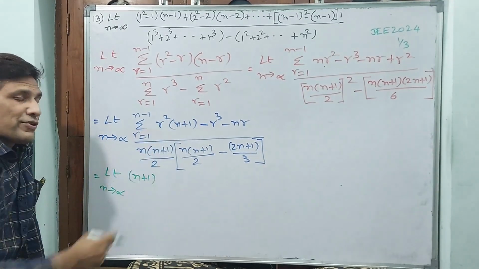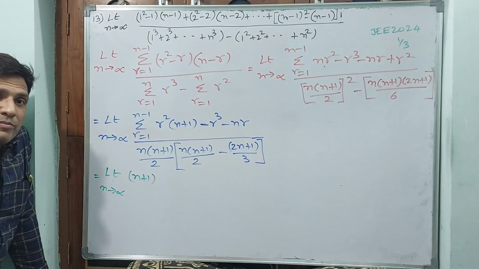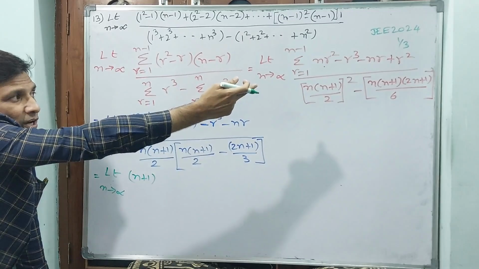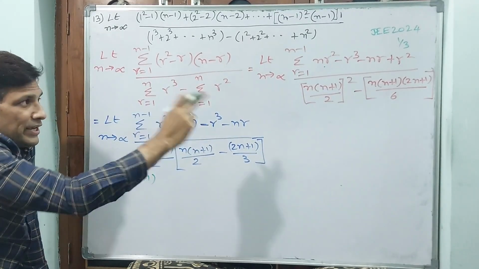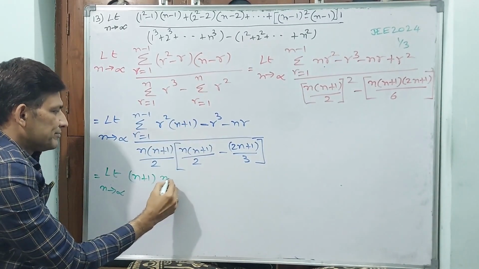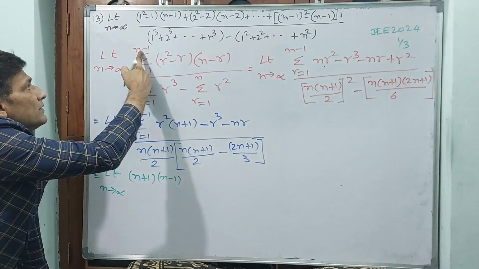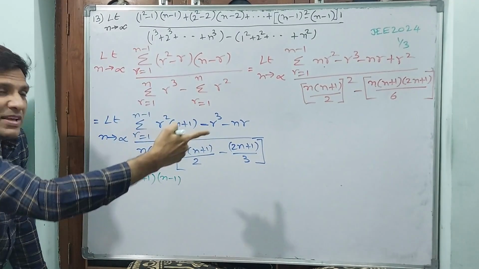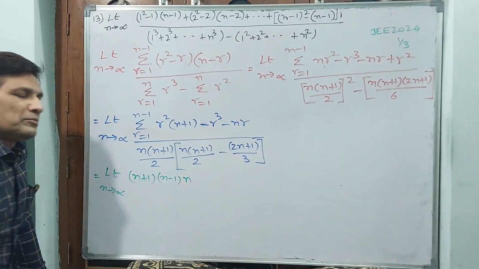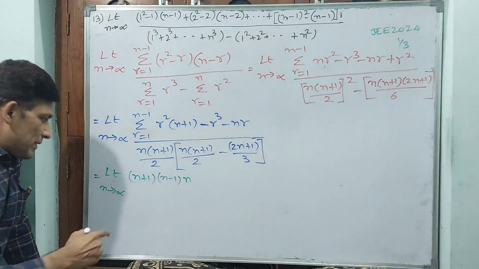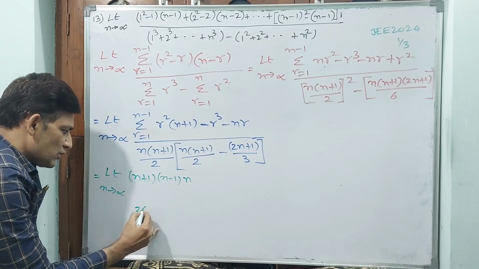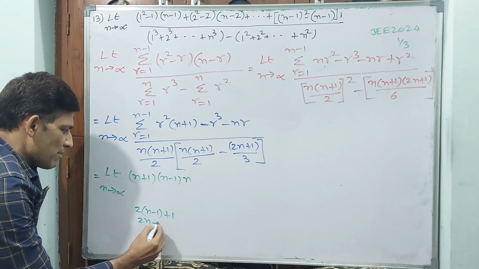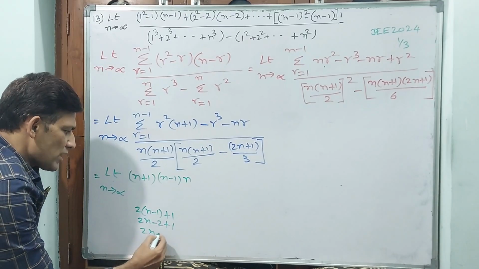R square, what are we going to write? Up to n minus 1 means r square. Here what have we written for r square? n into n plus 1 into 2n plus 1. See, n means what here? n minus 1. Okay, here n, here n minus 1. Plus 1, plus 1 means n. 2n plus 1 means 2n minus 1 plus 1, that means 2n minus 2 plus 1, 2n minus 1.